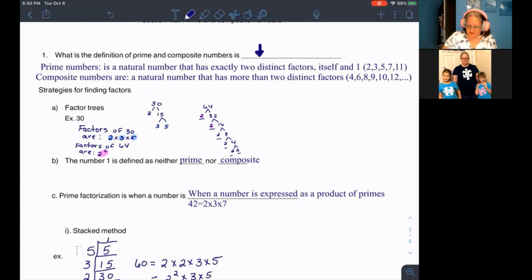So I start with saying 30 is broken up into 2 and then 15. What we're doing is we're trying to break each piece down to where it's prime. So the 2 is prime, and on this side 15 is not prime, so we need to break it down into the 3 and the 5. So 3 and 5 are both prime. So that would be the prime factors of 30.